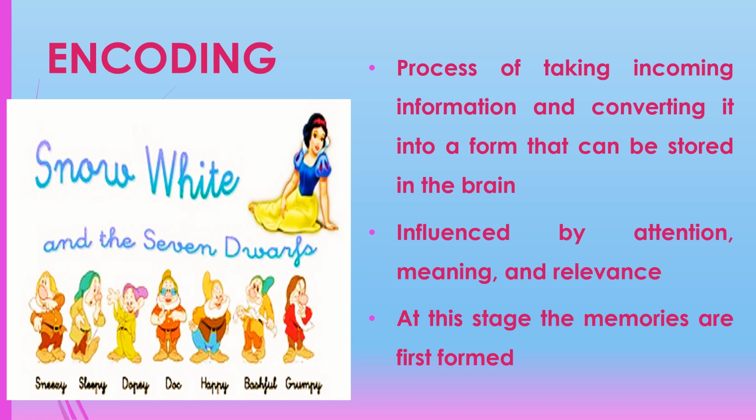For example, Doc is a wise dwarf. Grumpy is always in a bad mood. And Happy is always joyful, etc. Finally, you would store the information in your memory. In this case, you would store the names and their associated personality traits. So that is encoding.